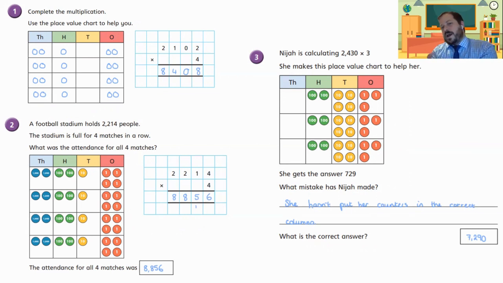And now Niger. So what mistake has she made? And the answer is that she hasn't placed them in the correct column. Because there was a 0 in the 1s, she left that one out. So instead, place the 3 in the 1s column rather than the 10s, the 4 in the 10s rather than the hundreds, and the 2 in the hundreds rather than the thousands. And this changes, obviously, the answer completely. So her correct answer would be 7,290.